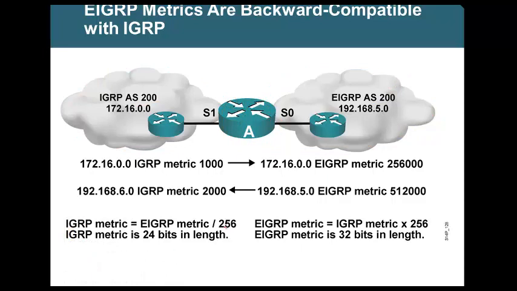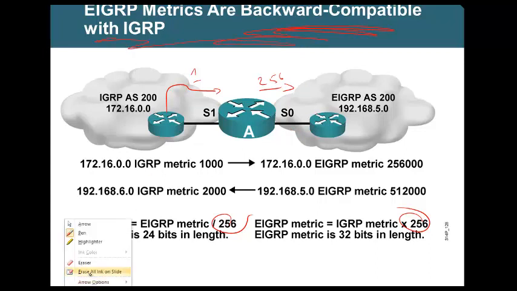For example, if IGRP is coming with metric of 1, it will automatically multiply and say 256. Yeah, automatically it multiplies. It has got backward compatibility with IGRP. That's what I want to say. Anyway, it's an unnecessary story, but once in a lifetime you need to know this, because if someone asks about this, you can talk.